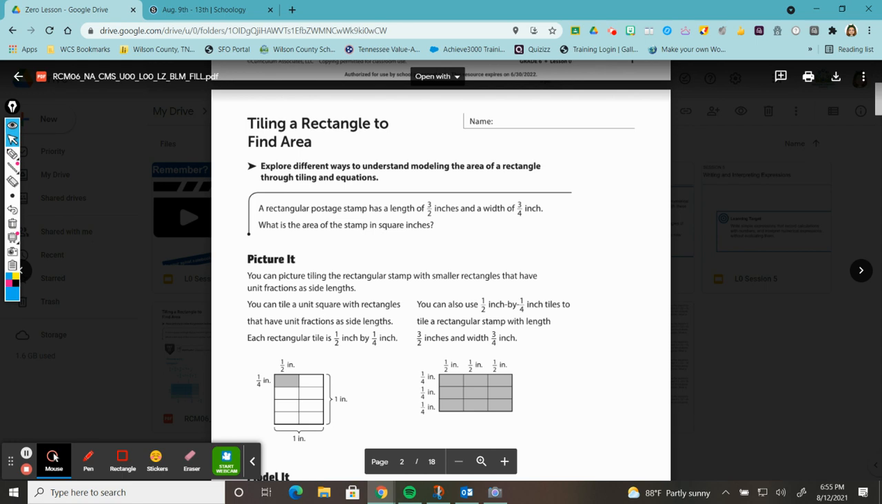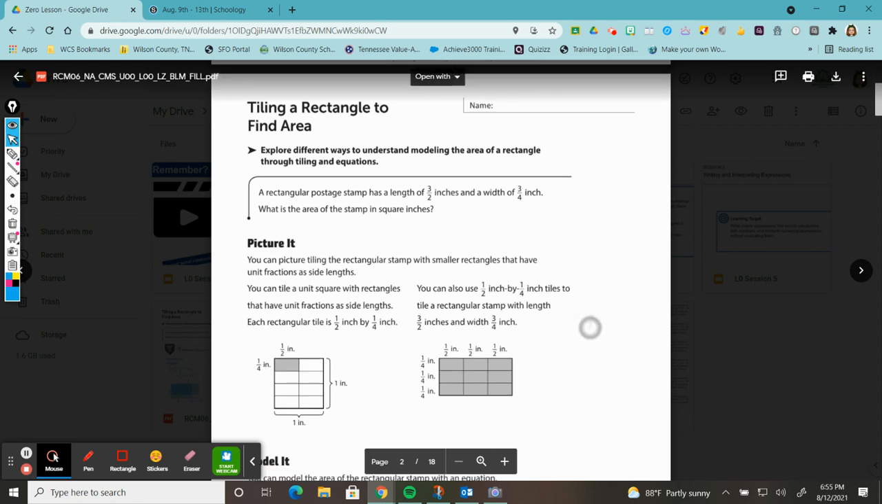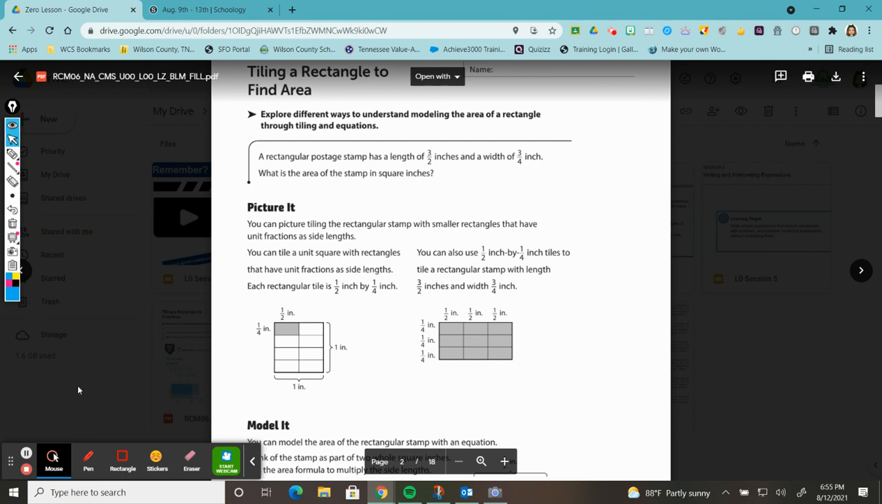Today we're going to go over a method called tiling. We're using the same problem from yesterday. So we're still talking about our problem with the rectangular postage stamp that has a length of 3/2 inches and a width of 3/4 inch. And we are still talking about how to find the area of this stamp. So what we're going to look at is this tiling method. So this is the picture it.